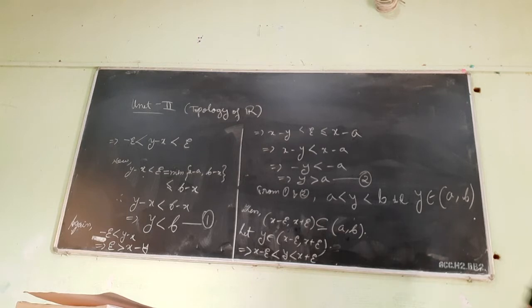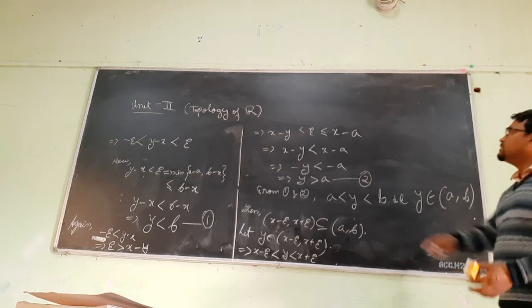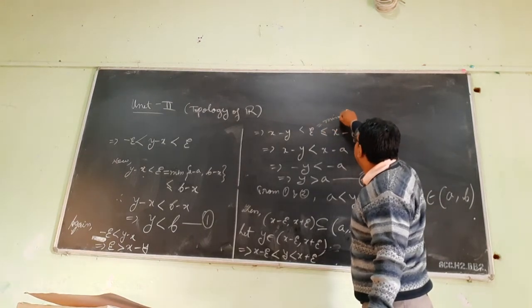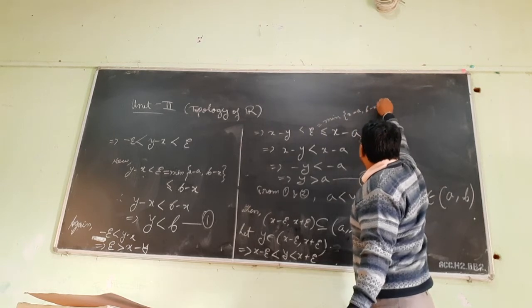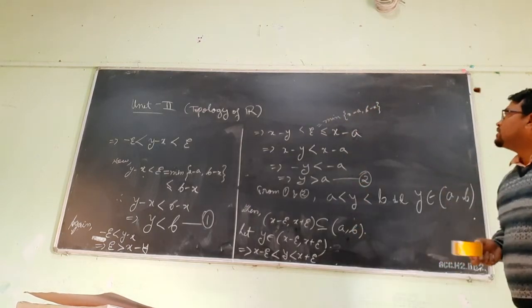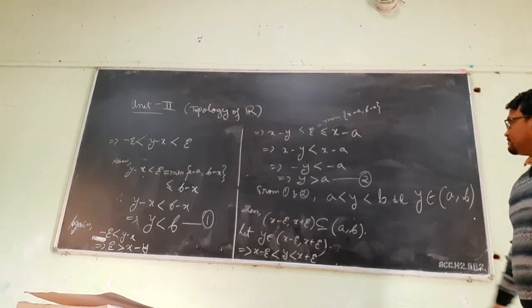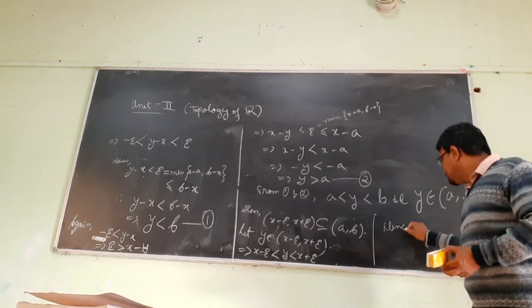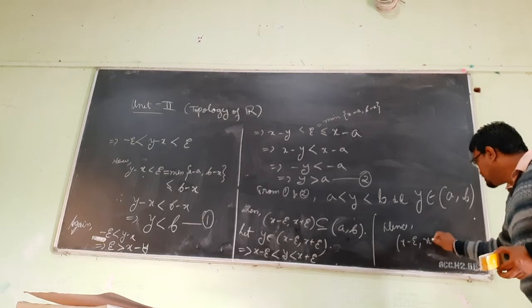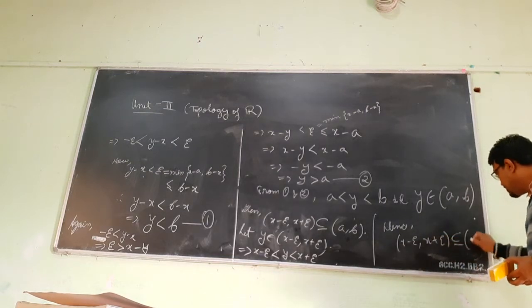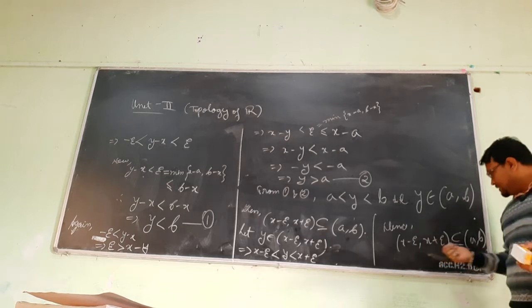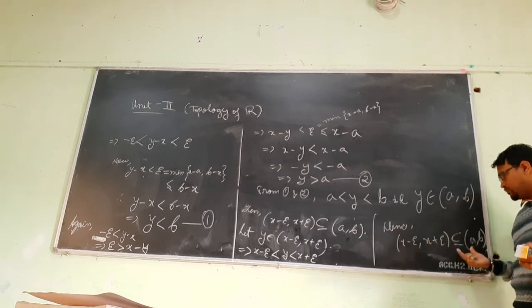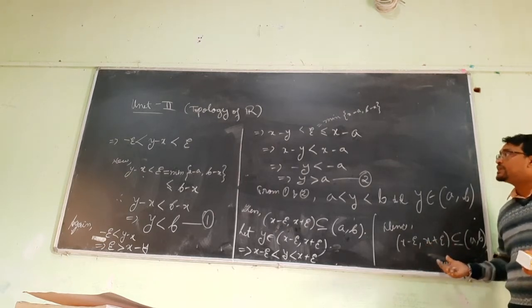So this is what we are doing. This is less than or equal to this because epsilon is the minimum of x minus a comma b minus x. So it is less than or equal to both of them, and that's what we have applied. Hence x minus epsilon to x plus epsilon is a subset of (a, b). So for any x inside (a, b), we can find an open interval centered at x which is a subset of (a, b). That means this (a, b) is an open set.